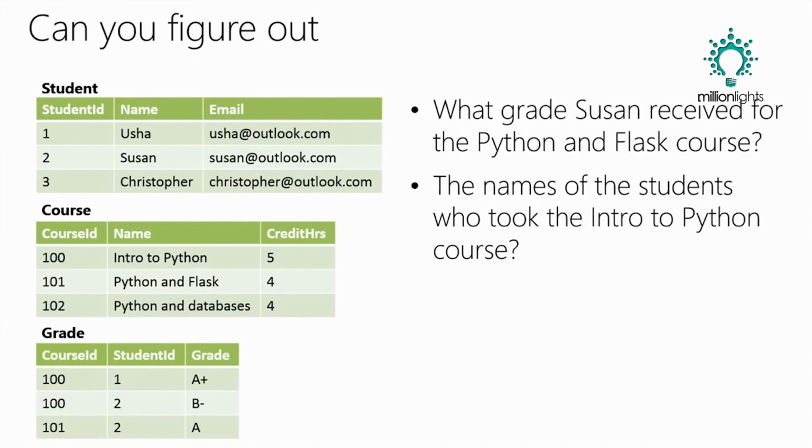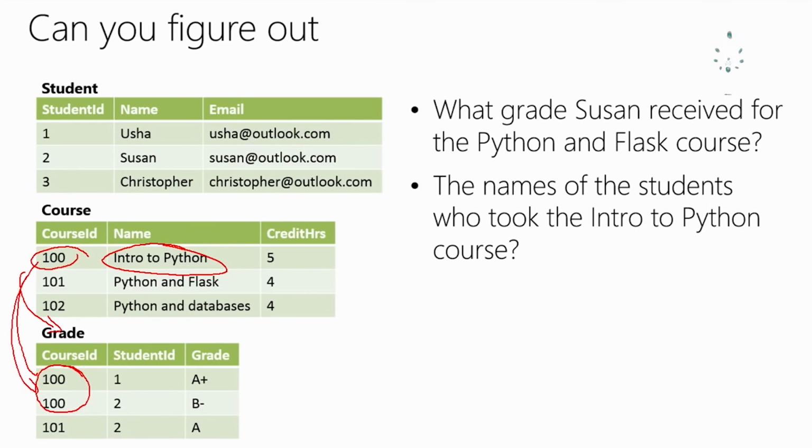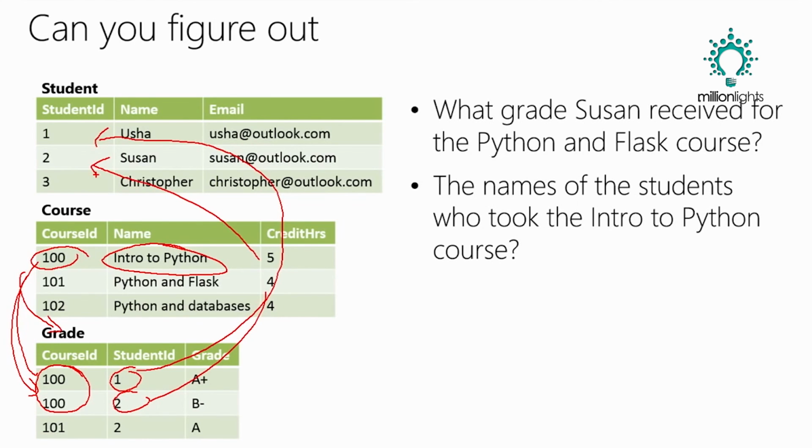And if I needed to figure out, say, the names of the students who'd taken the Introduction to Python course, well, again, I would go through that sort of grades table would help me figure it out. So I go, the Intro to Python course, that's this course here, it's course ID 100. So then I can go down to the grades table and say, let's find all the records with course ID 100. So that tells me these two are grades for that course. What student IDs do they go with? And then I can go and figure out that it was Usha and Susan who took that course.